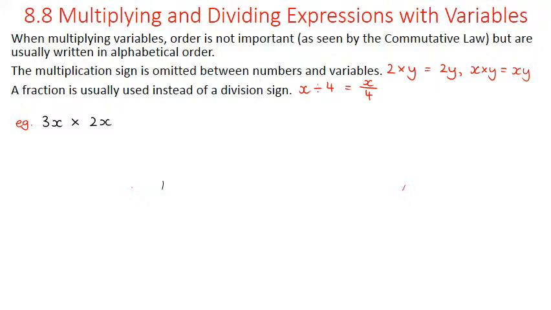Okay, so let's try a few examples. We've got 3x times 2x. Now when you're multiplying or dividing expressions with variables, it doesn't matter if you have like terms or not, which we saw in 8.7. All that matters is that you multiply throughout. So this one actually means 3 times x times 2 times x. So what we've got is 3 times 2 is 6 times x.